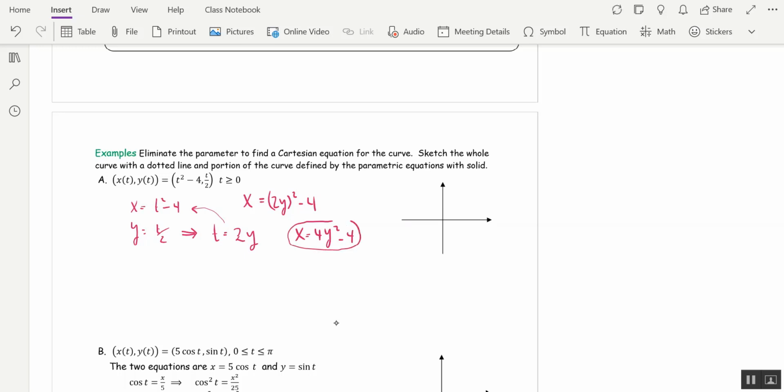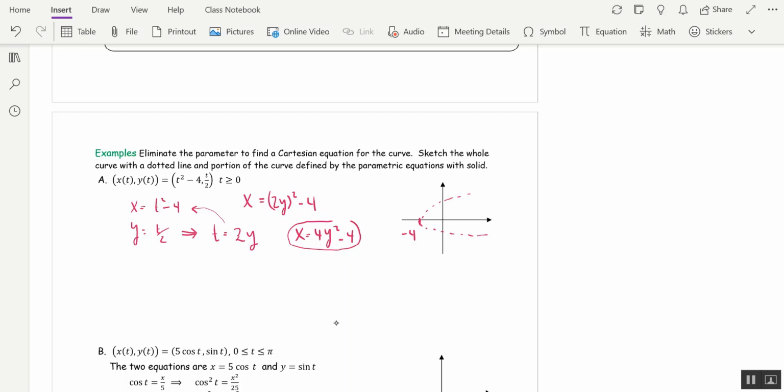All right, that's a parabola. It's laying on its side. It's opening up, and when y is 0, x is negative 4. So this number here is negative 4. That's where the vertex is. Okay, so the instructions say, sketch the whole curve with a dotted line and the portion of the curve defined by the parametric equations with a solid line.